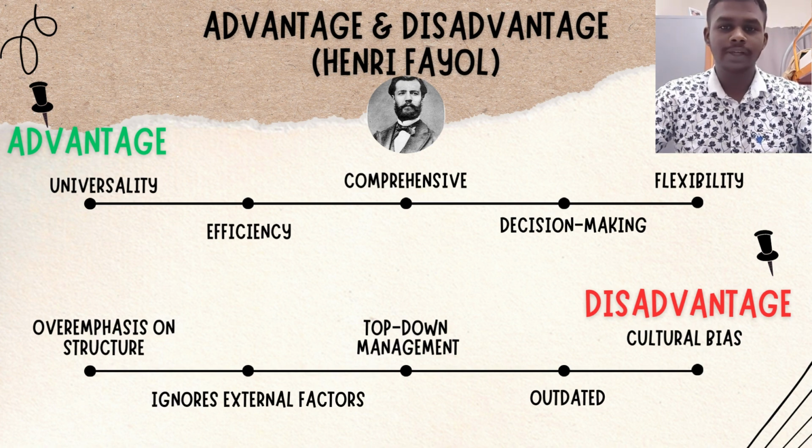The second one was top-down management. Fayol's approach emphasized top-down management, which may not be effective in organizations that value employee participation and empowerment. The third one, overemphasis on structure. Fayol's approach places a strong emphasis on organization structure, which may lead to a rigid and inflexible organization that is resistant to change.